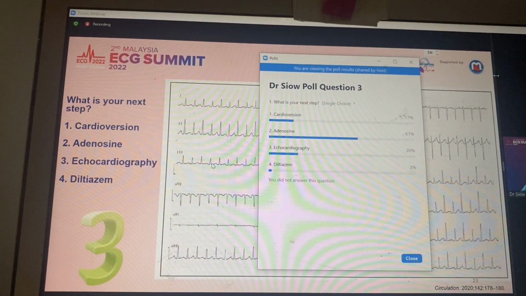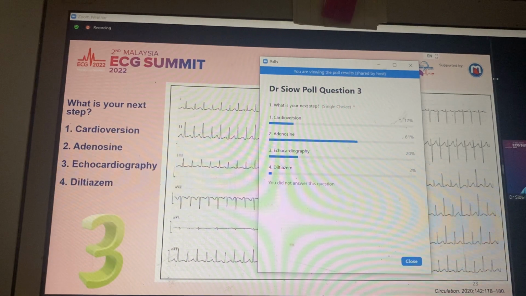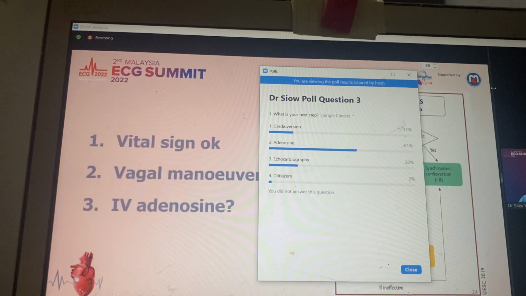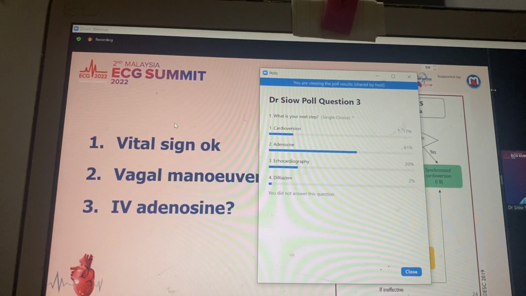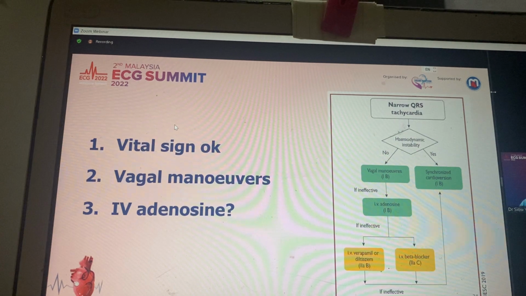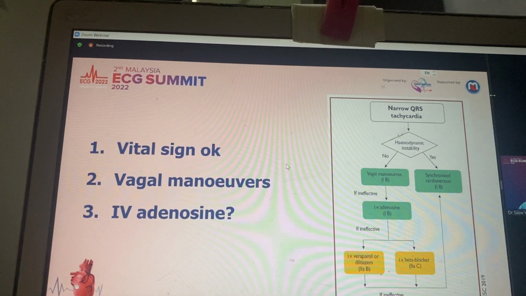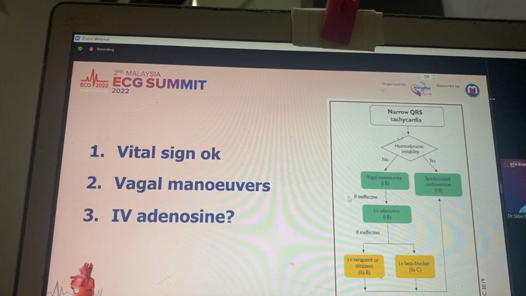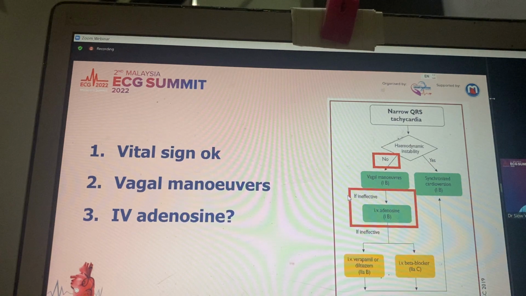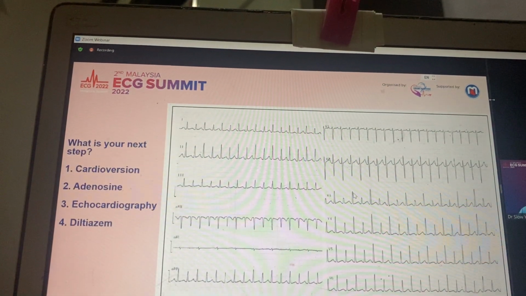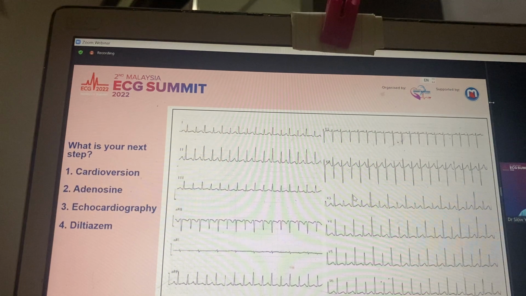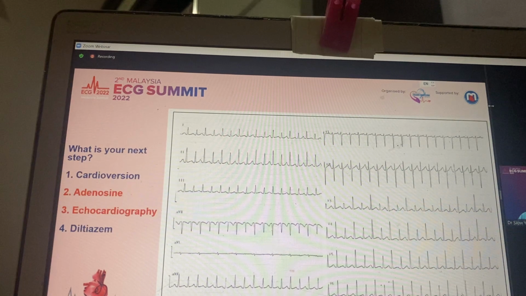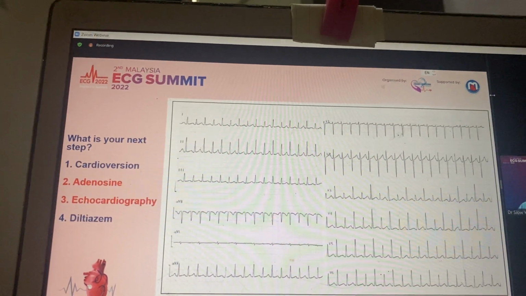Okay, adenosine. Some of you choose cardioversion or echo. All right. So based on the algorithm, if the vital sign is okay, we do vagal maneuver. Then one thing that I would like to highlight is whether IV adenosine is safe enough in a pregnant lady for this case. Later on we'll talk about IV adenosine. So let's look at the ECG again. Actually, adenosine is right. Echocardiography is also correct.